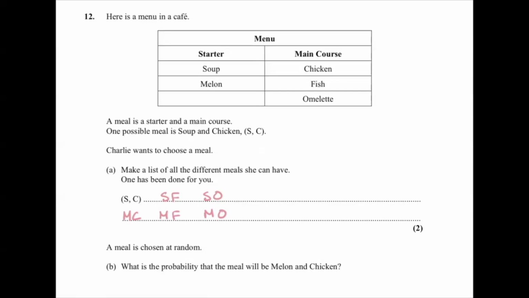Now, a meal is chosen at random. What is the probability? There's that probability again. We know it's going to be a fraction, that the meal will be melon and chicken. Well, if we look up here at our combinations, melon and chicken comes up once, and we've got 6 combinations. So it would be 1 out of 6.